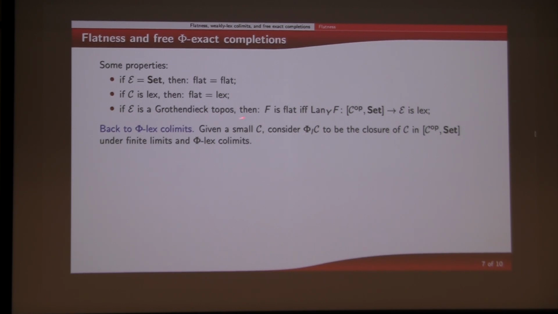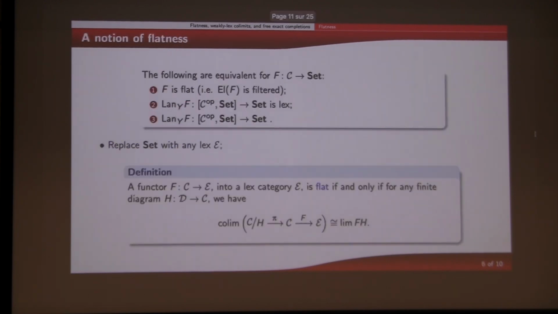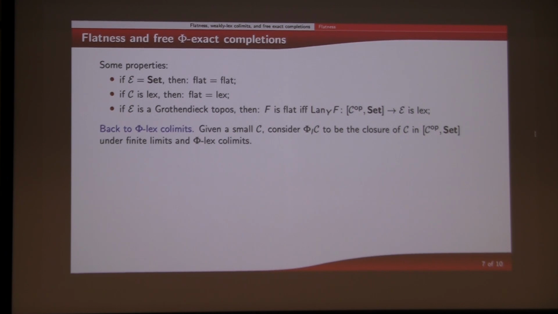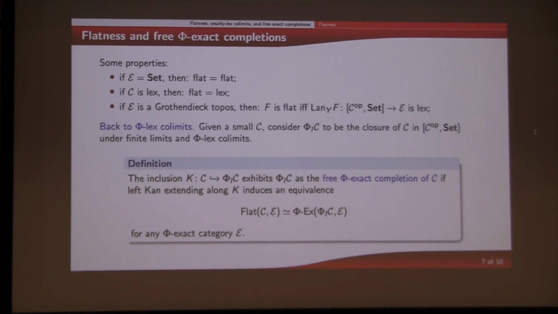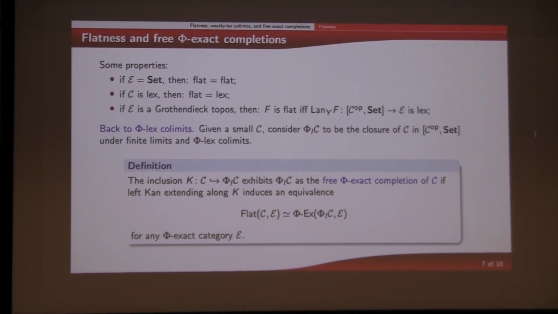And if the target is a Grothendieck topos, then we recover the third property here, that the left-hand extension preserves finite limits of representables, but even more, all finite limits. Okay, so now that I have a notion of flatness, I can go back to the setting of Phi-exact colimits and define what it means to be a Phi-exact completion of any small category. I just take my notion of flatness and put it on the left-hand side.